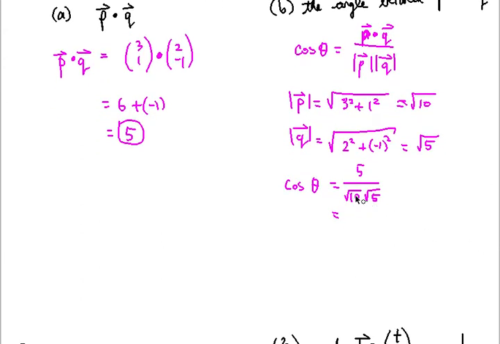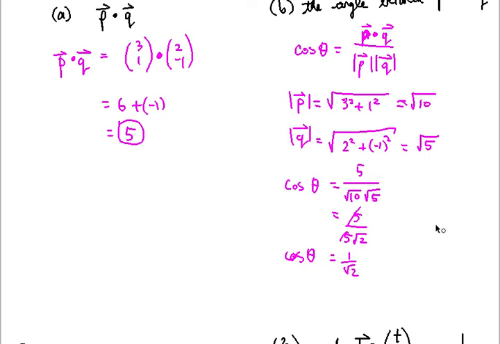Root 10 over root 5, that's root 5 times root 2. So root 5 times root 5 will just become 5. So I end up with 5 over 5 root 2, and I'm left with a 2 there. Those cancel out, so I'm left with 1 over root 2. Hey, there's a nice number, so I actually don't need a calculator here. Cosine of theta equals 1 over root 2.